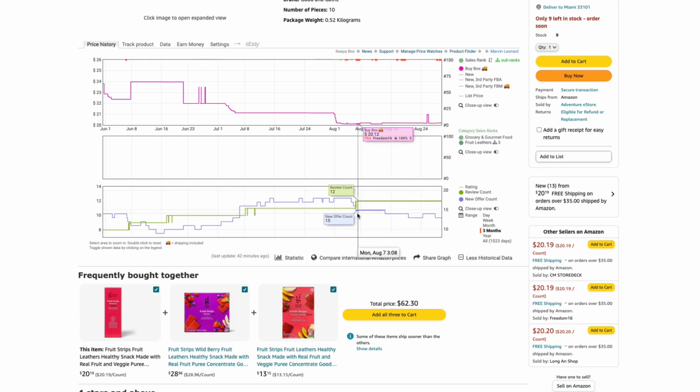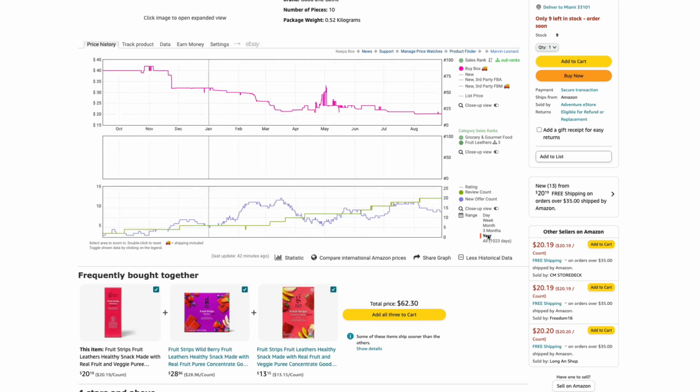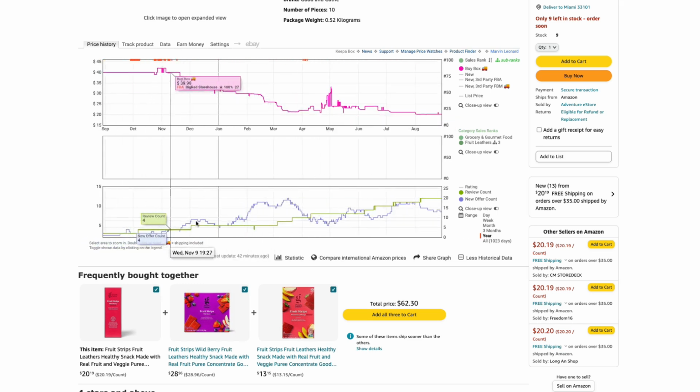So we do want to see that sellers are coming onto the listing, but we also want to see that sellers are dropping off. If sellers are coming on and the seller count isn't going down, that means nobody's selling their inventory. So we want to see them coming onto the listing and leaving. So this is a really good sign to see that it was at 1, it got up all the way to 20, and then it went down to 6, went back up to 14, down to 10.